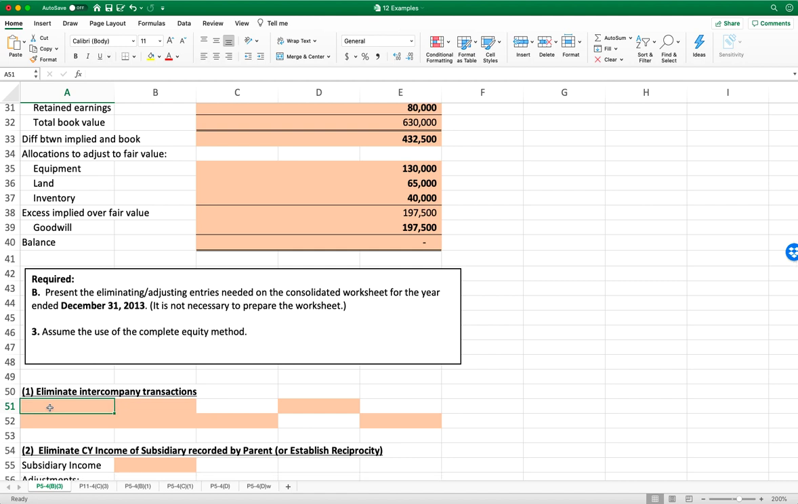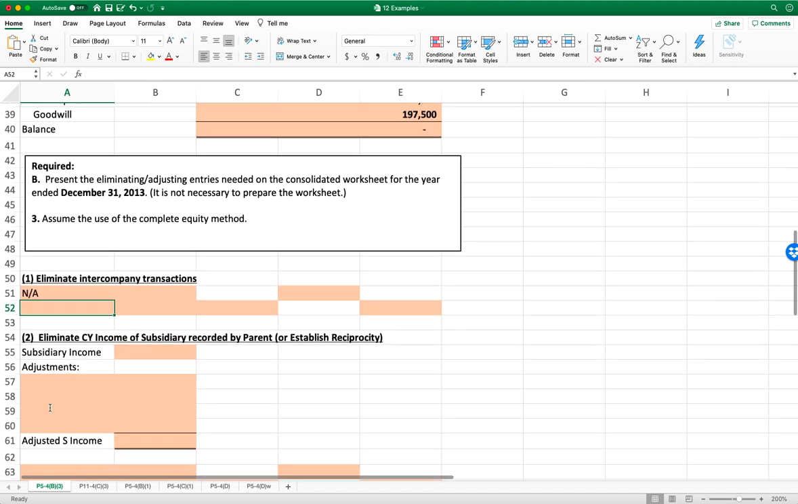So first thing we're going to do is eliminate any intercompany transactions. We don't have any, but again, I'm just going to have you guys work these steps every single time so that we remember that that's something we should keep an eye out for. Next, we need to eliminate any current year income of the subsidiary recorded by the parent or establish reciprocity. So the reciprocity is for the cost method, so we're not going to do that.